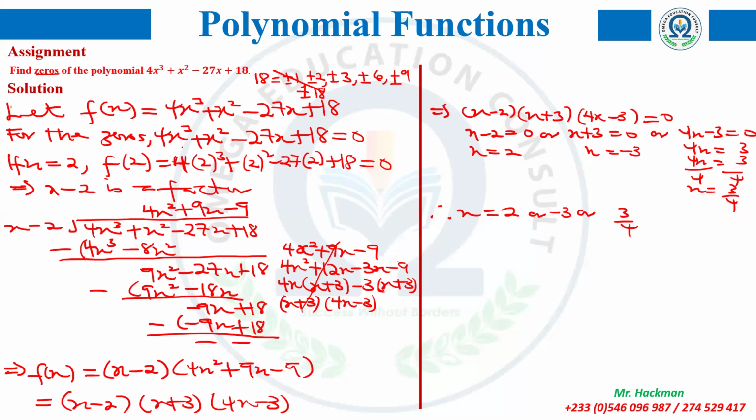However, for the zeros, you know the condition: your f of x should be equal to 0. So this is a cubic equation. And how do you solve a cubic equation? Just like a quadratic equation, if you can factorize, you factorize and set each of the factors to 0. The same way, if you can factorize this cubic expression or polynomial, you factorize, then you set each of the factors to 0.